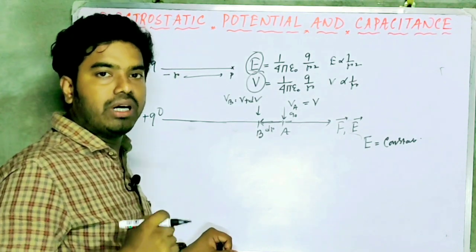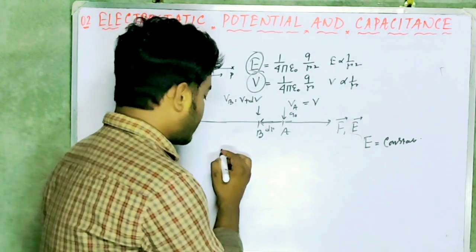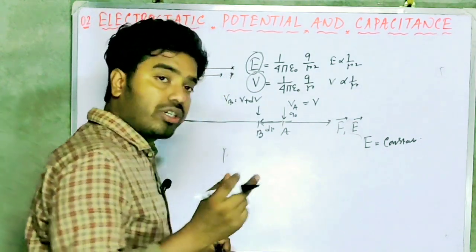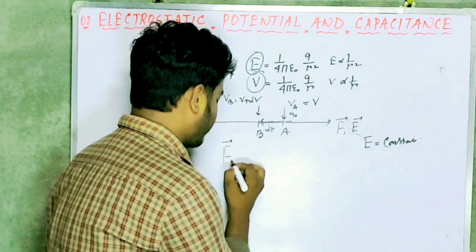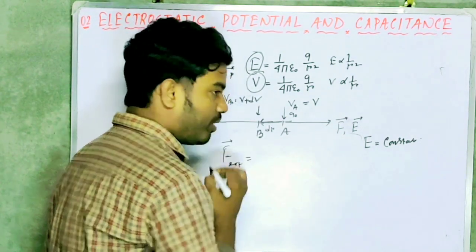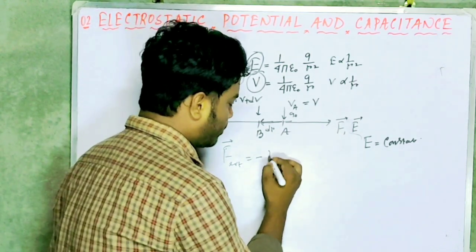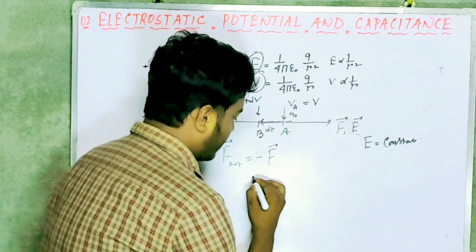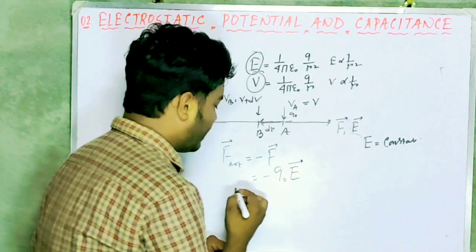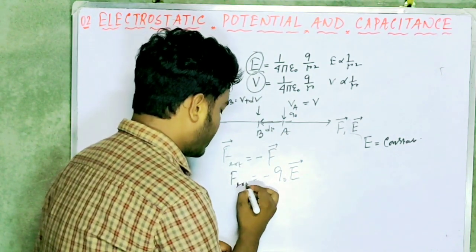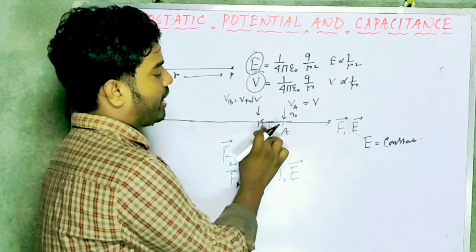Now for taking a test charge Q naught from point A to B, what do we have to do? We have to apply an external force, not work. This external force, F external, will be the negative of the electric force. So the result will be minus Q naught into electric field. This is the external force which is required for taking a test charge Q naught from point A to point B.